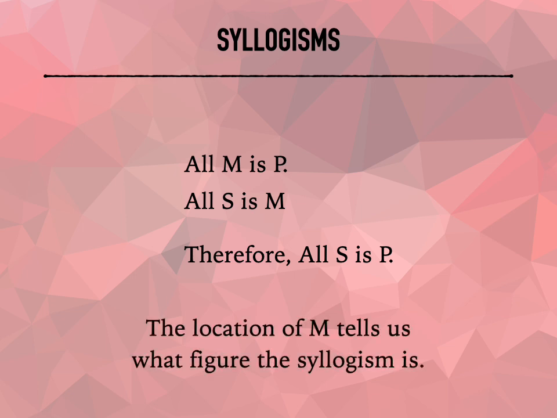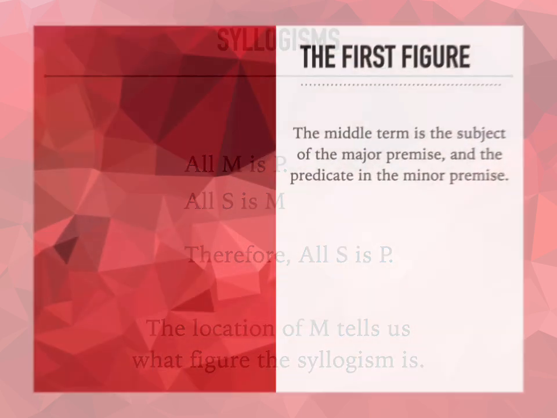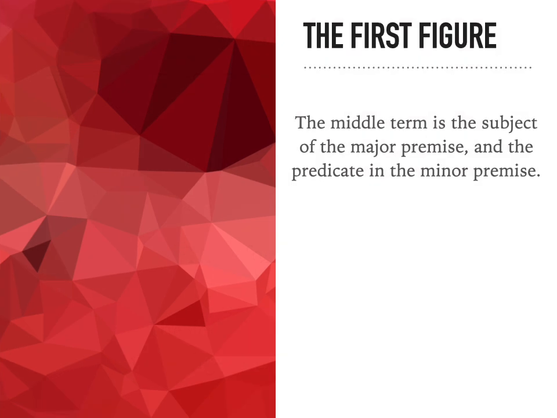Again, the location of M tells me what figure the syllogism is. The one we're looking at here is a great example of a first figure syllogism. The middle term is the subject of the major premise and the predicate of the minor premise. We call these sub-pri. This is an abbreviation for the Latin term subjectum, or subject, and praedicatum, which means predicate. So we see the middle term first in the subject, then in the predicate. That is a first figure.